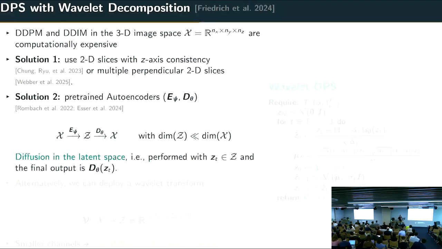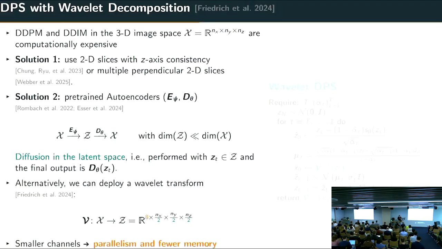Another solution which has been very famous is to use a pre-trained autoencoder. So we encode the 3D images into lower dimensional images, and we train the diffusion model in the latent space with a lower dimension, and we perform inference in the lower dimension space, and we return the final image by applying the decoder. An alternative that we have been using lately in my group is to deploy a wavelet transform.